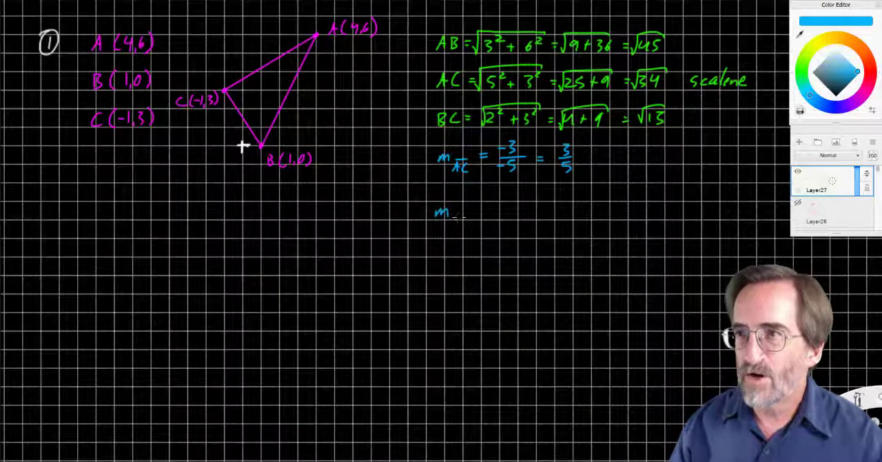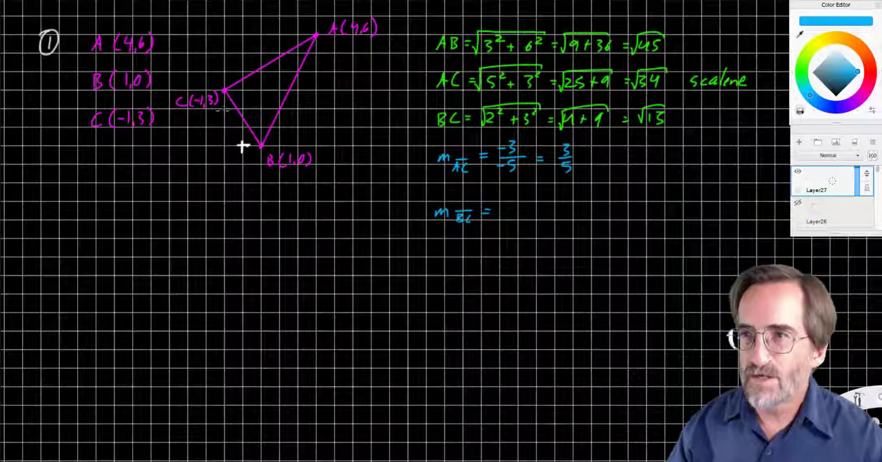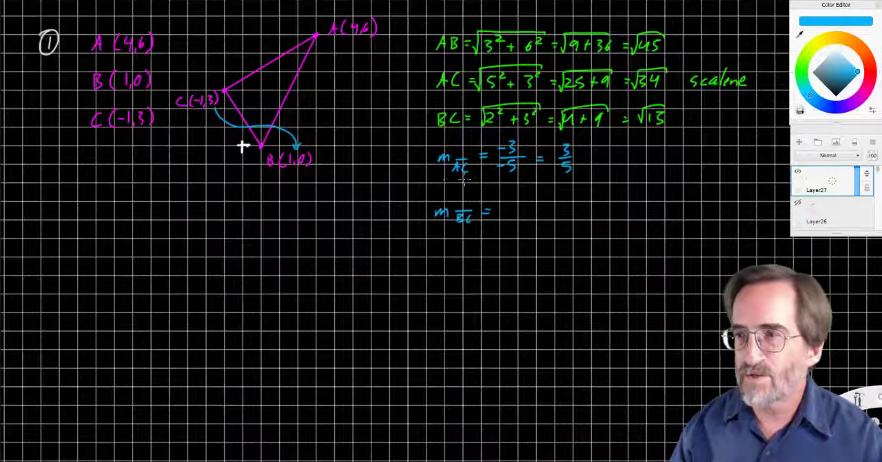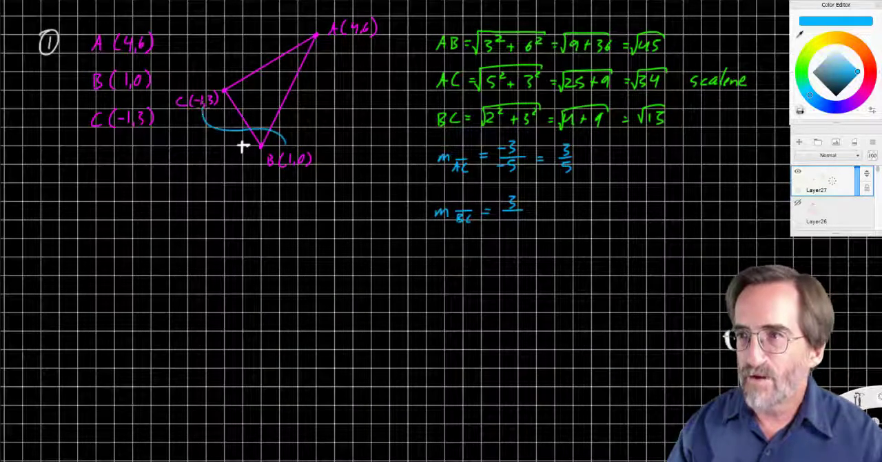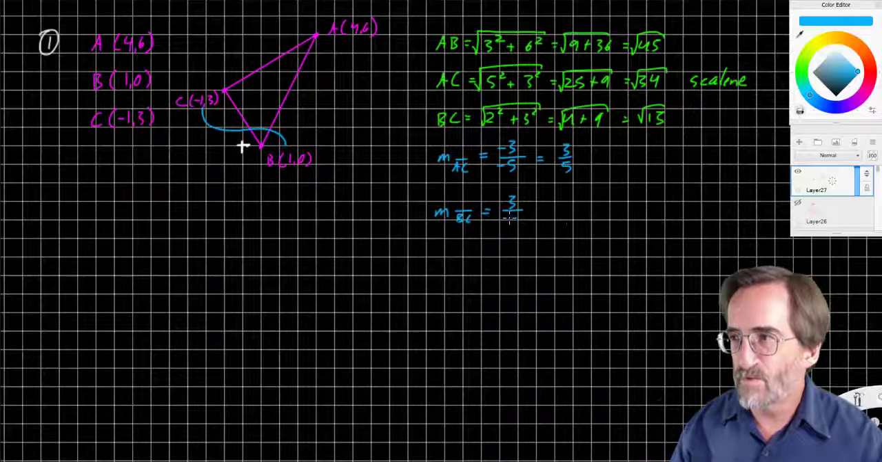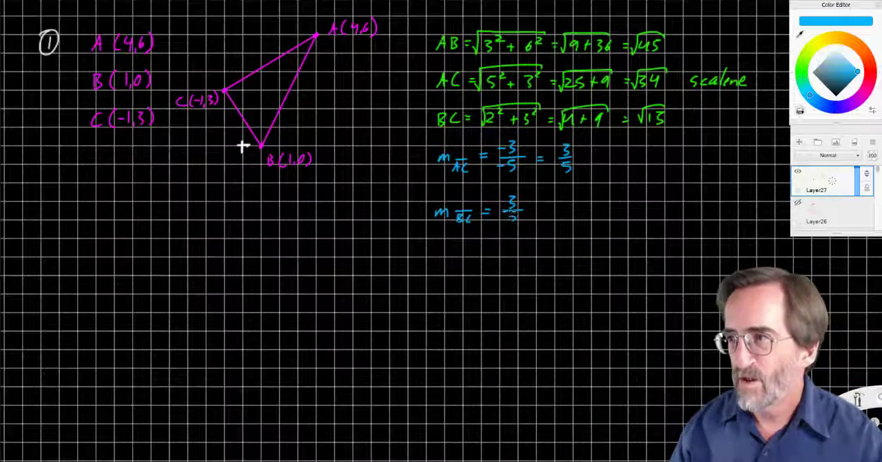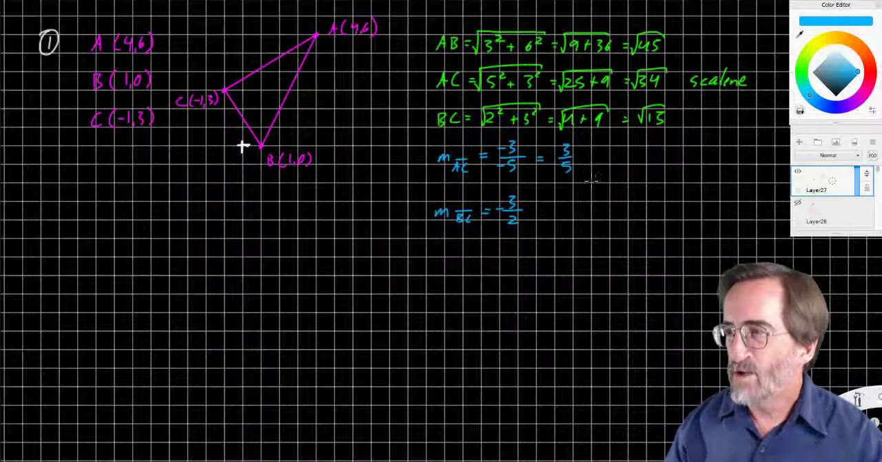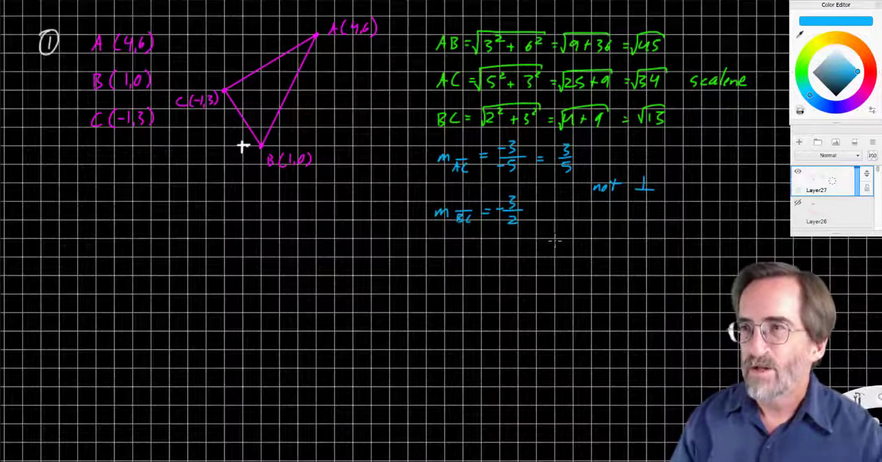And the slope of BC is change in y over change in x. So 3 minus 0 is 3. And from -1 to 1 is up 2. So 3/5 and negative 3/2, right? Because it's going down. Negative 3/2. These are not negative reciprocals of each other. Okay? So they are not perpendicular as well.